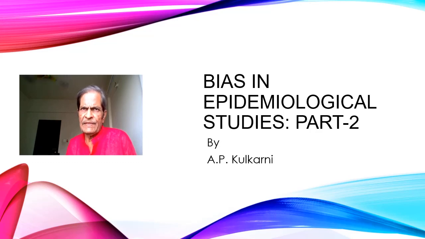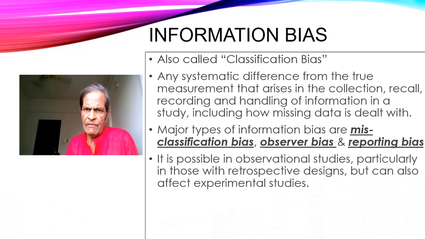In part 1 of the presentation, I have discussed what we mean by bias, what is the difference between bias and random error, and what are the types of bias. And among the various types of bias, in part 1, I have discussed in detail regarding the selection bias. In this presentation, we will discuss the remaining two, that is the information bias and the confounding bias.